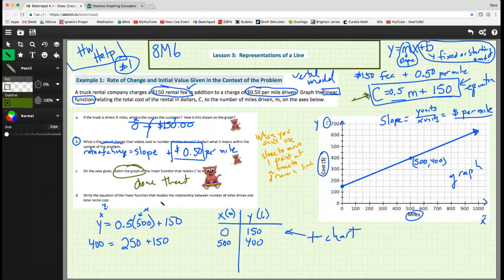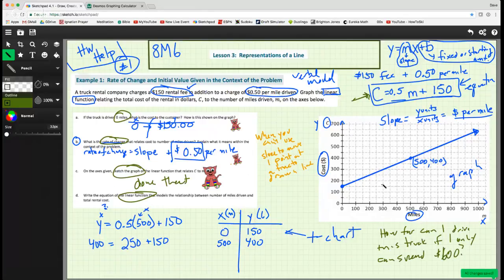We've sketched a graph, we've written the linear function, we've identified the slope, we've identified the y-intercept, we've defined all these things. Let me ask you one more question, a bonus question. So how far can I drive this truck if I only can spend $600? So give that a try. Can you answer that question? If I only have $600, about how far can I drive this truck?